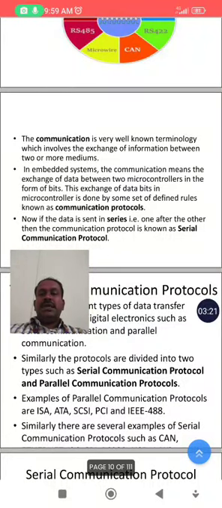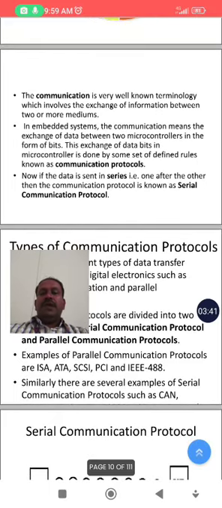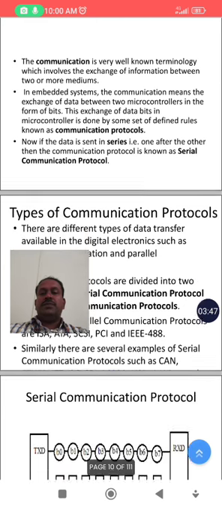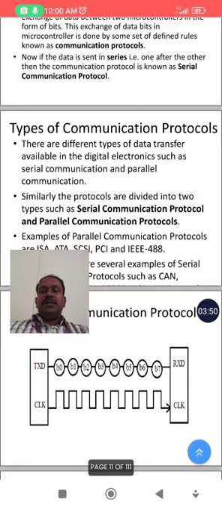Communication is a very well-known term which involves the exchange of information between two or more mediums. In an embedded system, communication means the exchange of data between two microcontrollers in the form of bits. The exchange of data bits between the microcontrollers follows some defined rules. It is called a communication protocol. Now, if the data is sent in series one after another, then the communication protocol is known as a serial communication protocol. We have already discussed the different types of communication protocols.